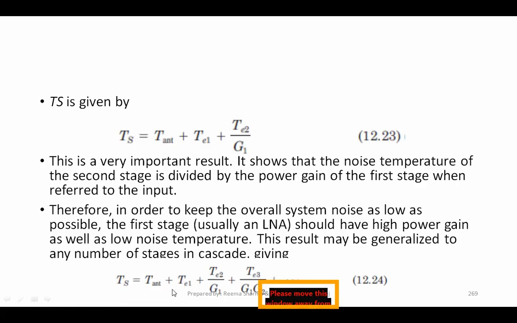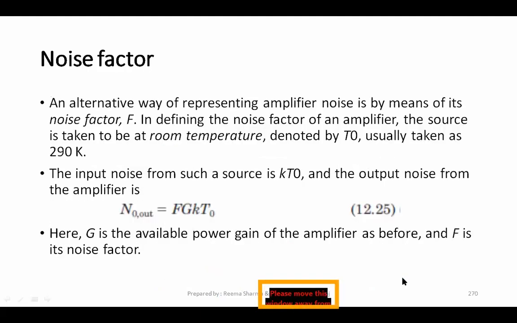So T_n plus TE1, TE2 divided by G1, and then if we have the next stage, it is going to become TE3 divided by G1, G2, which means the next stage is going to be TE4 divided by G1, G2, G3, and so on. It just goes on.